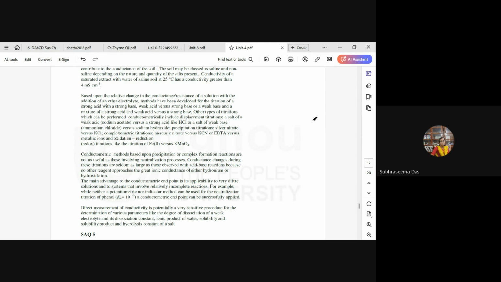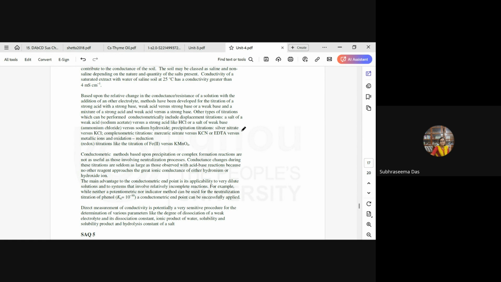There are also complexometric titrations like mercury nitrate versus KCN or EDTA versus metallic ions, and there are also oxidation reduction titrations like the titration of ferrous iron versus potassium permanganate. These are some of the conductometric titrations that we come across in analytical chemistry. Conductometric titrations based upon precipitation or complex formation are not as useful as those that involve neutralization reactions, because the conductance changes during these titrations are not very large.